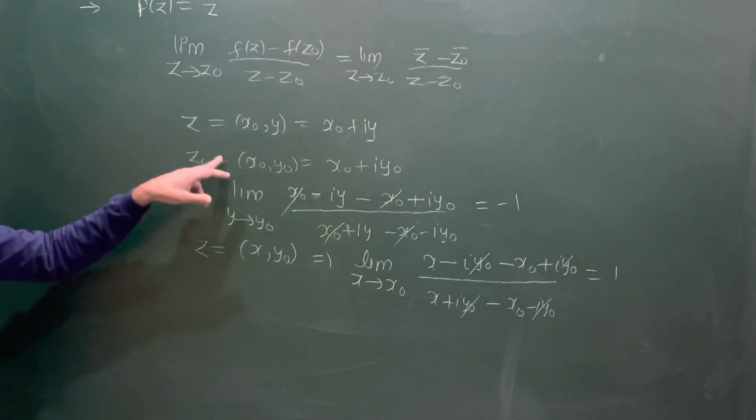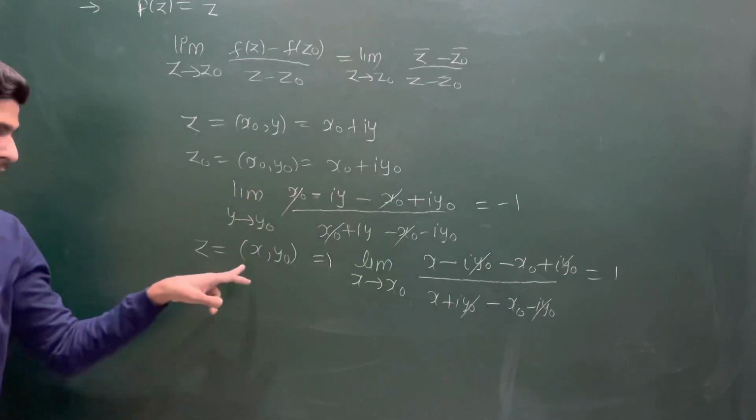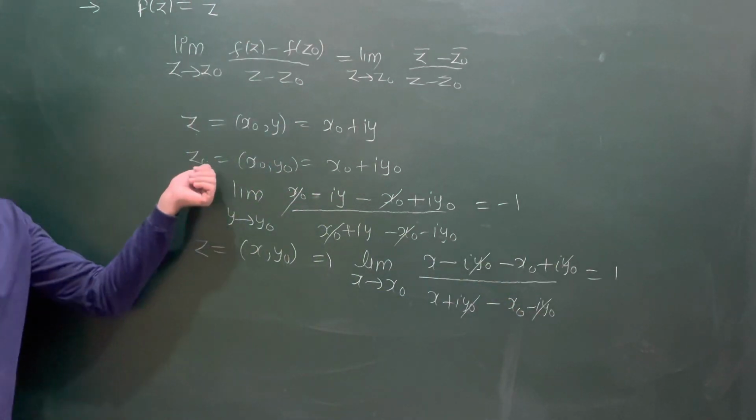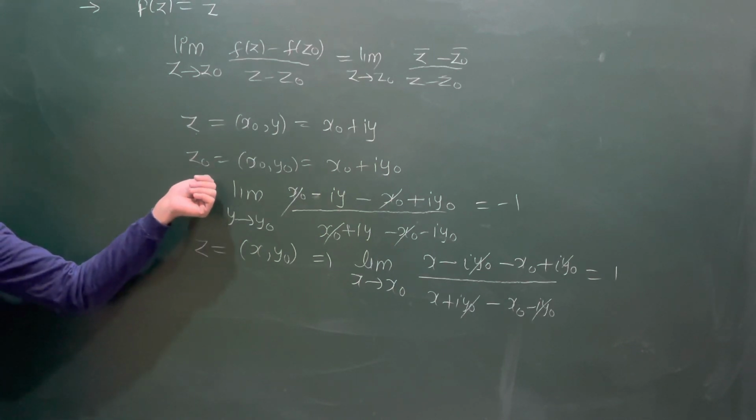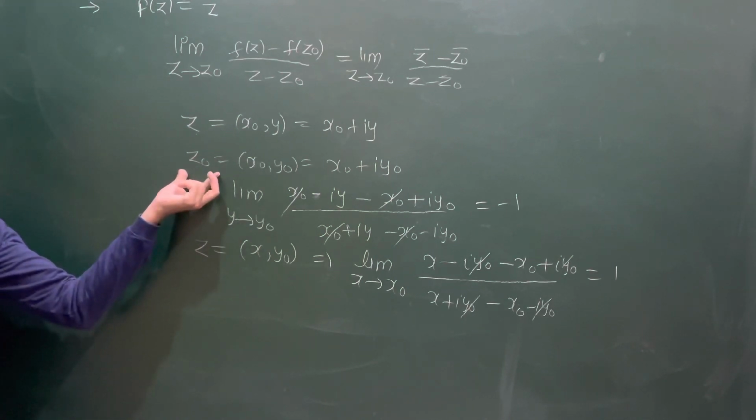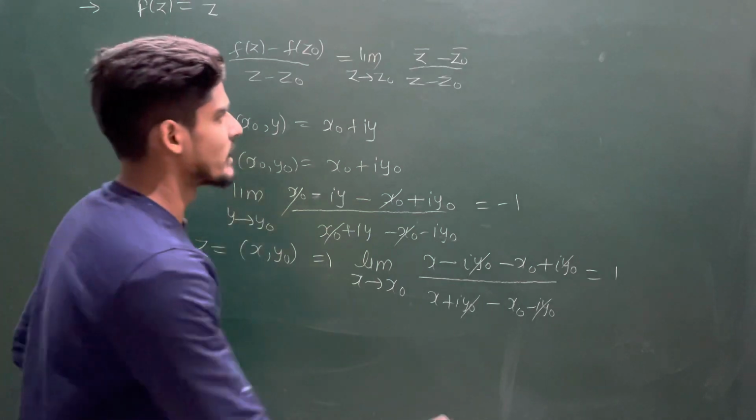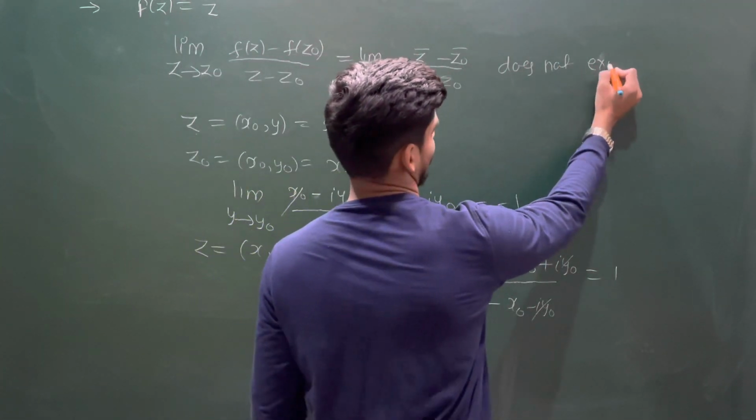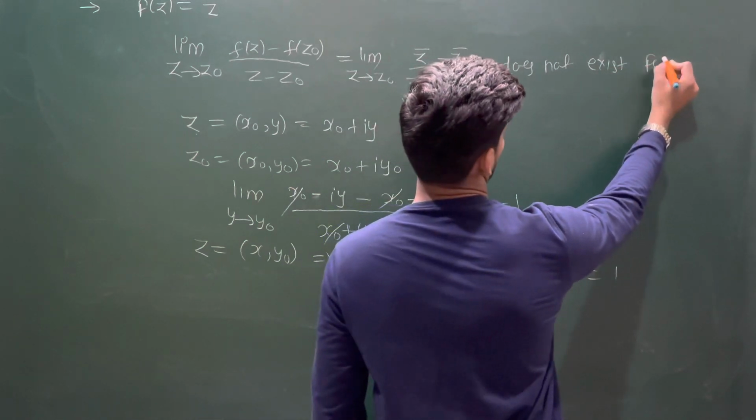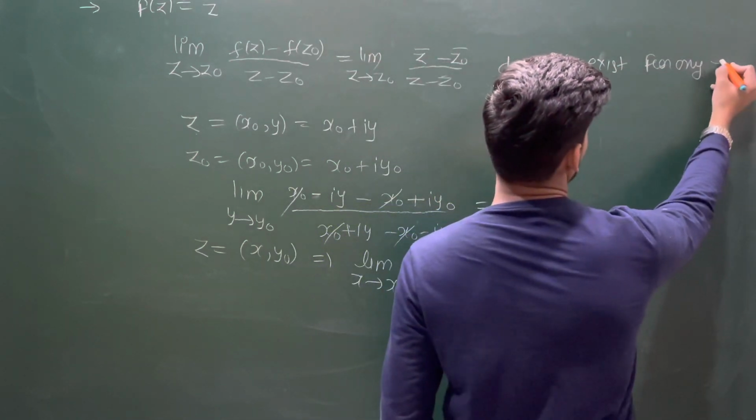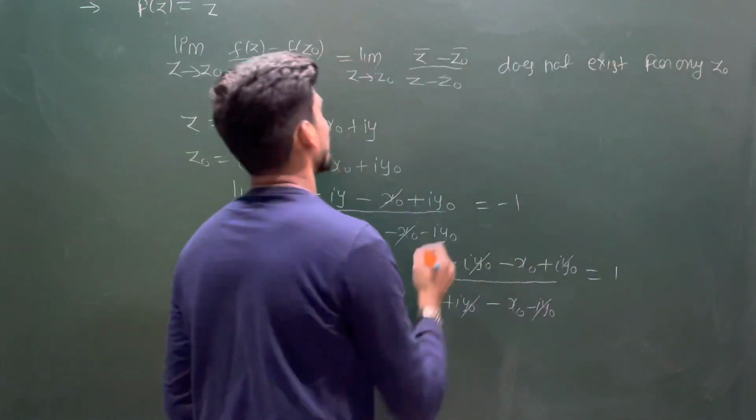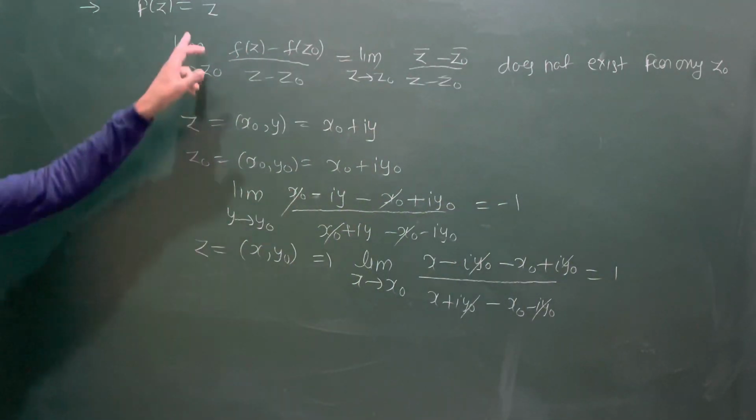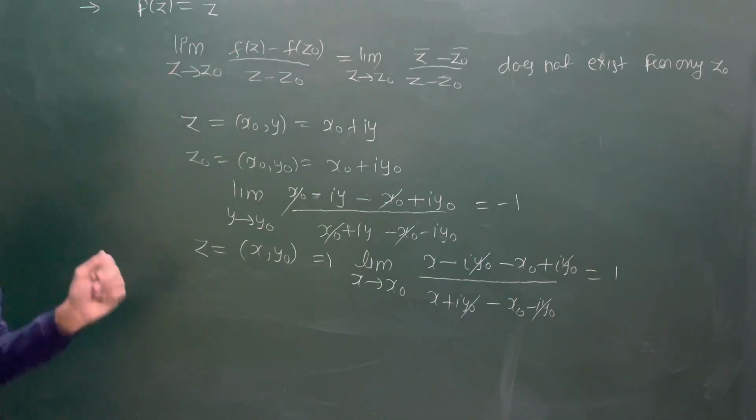So if you are moving through this direction you are getting minus 1, you are moving through this direction you are getting 1, that means limit does not exist. And this z naught is an arbitrary point, I have not taken a particular point. So you say the limit does not exist for any z naught, hence this function is nowhere differentiable.